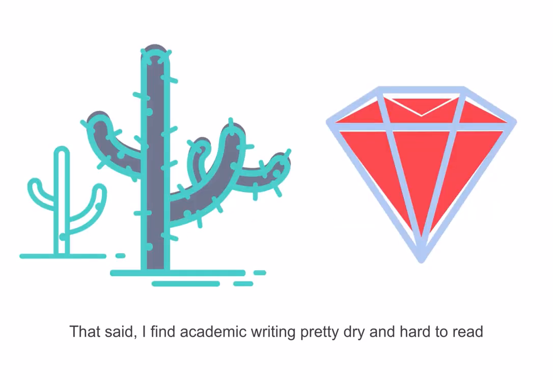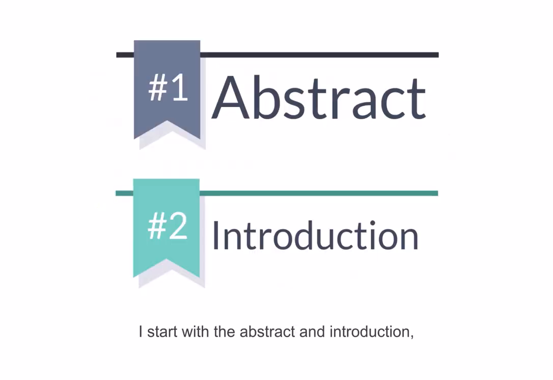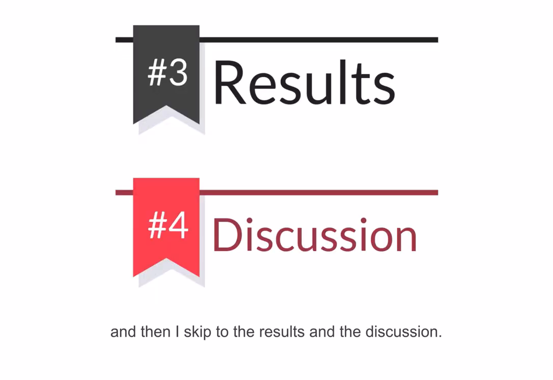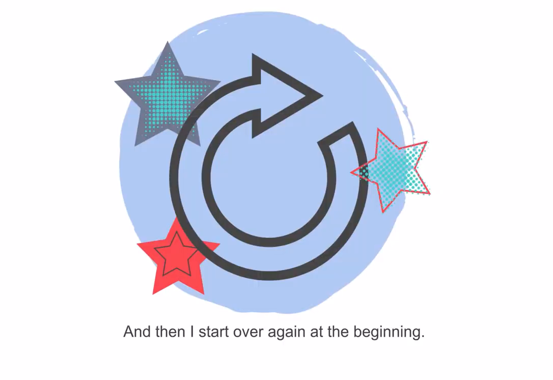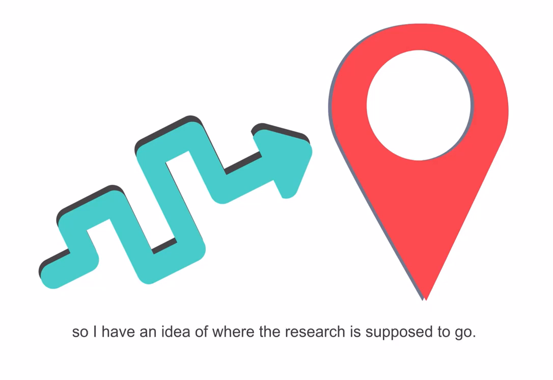That said, I find academic writing pretty dry and hard to read, even in topics where I already have expertise. When I get a research article, I like to read the different parts of it out of order. I start with the abstract and introduction, and then I skip to the results and the discussion. And then I start over again at the beginning. It really helps to get the main points of what the authors are trying to communicate first, so I have an idea of where the research is supposed to go.